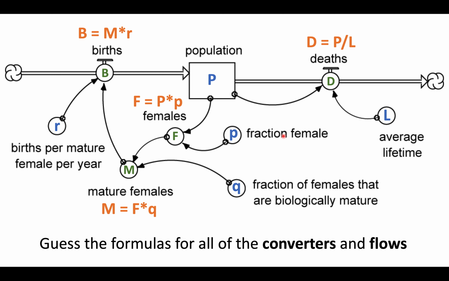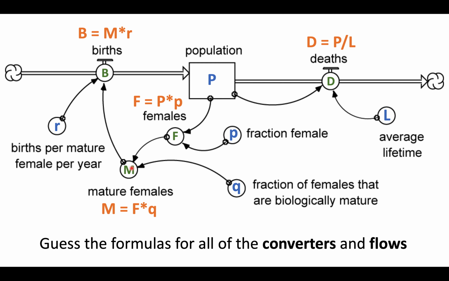So this fraction female, if you're to think of the units, that might be females per individual or something like that, or probably some unit conversion that converts a generic individual into females. So you can say what slice here. So this might be 50%, and these are individuals. And so what comes out of this converter are not just individuals but females. And so P times p gives us the female number here.